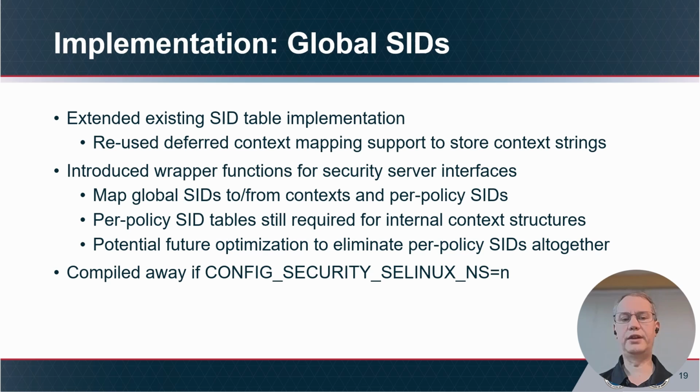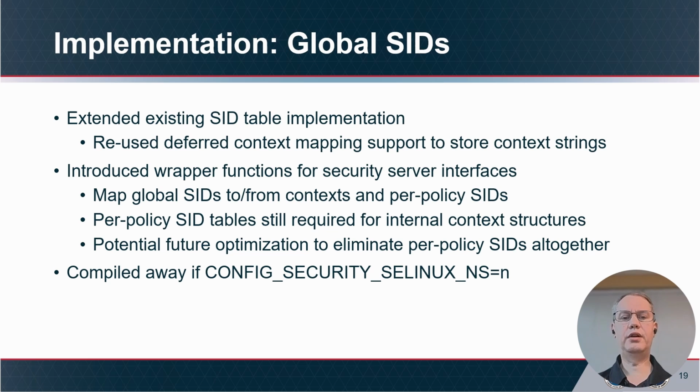To support global SIDs, the existing SELinux SID table implementation was extended. The SID table implementation in SELinux already provided a way to maintain the mapping from SIDs to context strings due to the prior work to support deferred context mapping for cases where one actually sets a label on a file before one has loaded a policy module which defines the label. Wrapper functions were also provided for the secure server interfaces that provide this mapping.